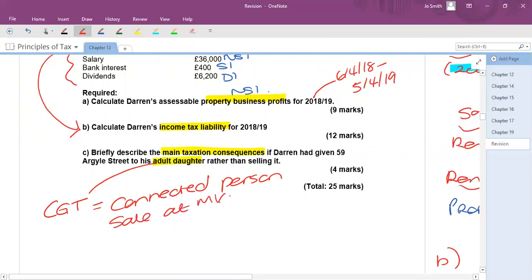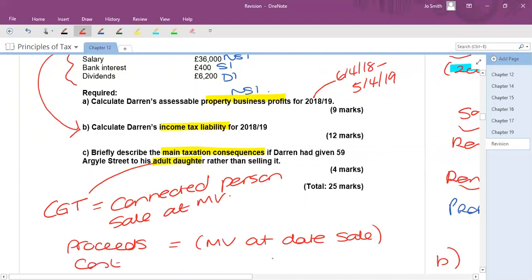So what Darren would have to do is he would ignore the actual proceeds of selling the building, and he would use the market value at the date of sale, and then he'd compare that with the cost to get the capital gain. So the fact that it was a gift suggests that, you know, he gave it to her completely free, but that would be ignored. So Darren would still pay tax on what he would have sold it for, even though he might have given it away to his daughter.